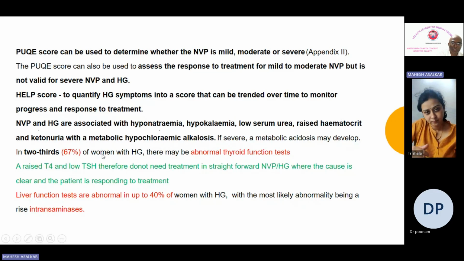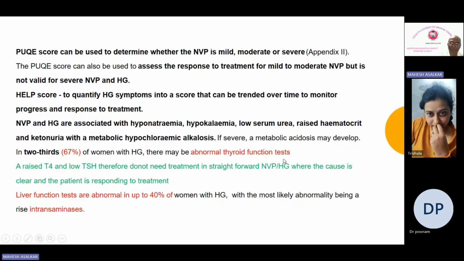In 2/3 of women with hyperemesis, there may be an abnormal thyroid function test. So this is also a single best answer question. What percentage of females with hyperemesis gravidarum will have an abnormal thyroid function test? 2/3 of the patients. Okay, almost 67% of the patients. There will be a rise in the T4 level and TSH will be low. However, it does not require treatment in straightforward nausea vomiting in pregnancy where the cause is clear and the patient is responding to the treatment. So no treatment is required for an abnormal thyroid function test even if the T4 is raised and TSH is low.